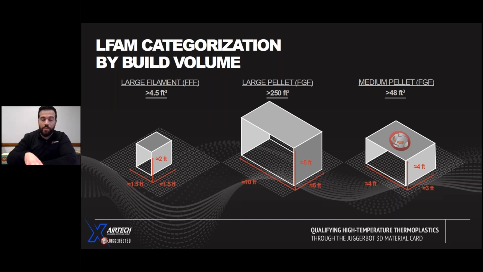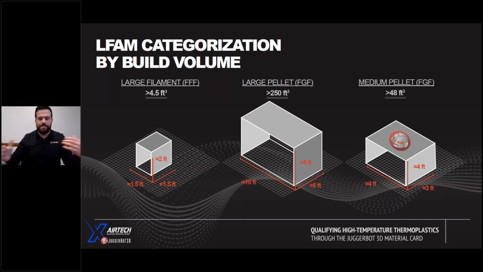Where large format pellet started, so pellet-fed 3D printing or fused granulate fabrication in the 2014 timeframe, is much larger than that. Typically you see these systems that have a build volume of larger than 250 cubic feet. That's about a 5 foot by 5 foot by 10 foot build volume. And we all know, or if you don't know, there are systems out there that have travel distances that are much larger than that in the pellet-fed 3D printing space.